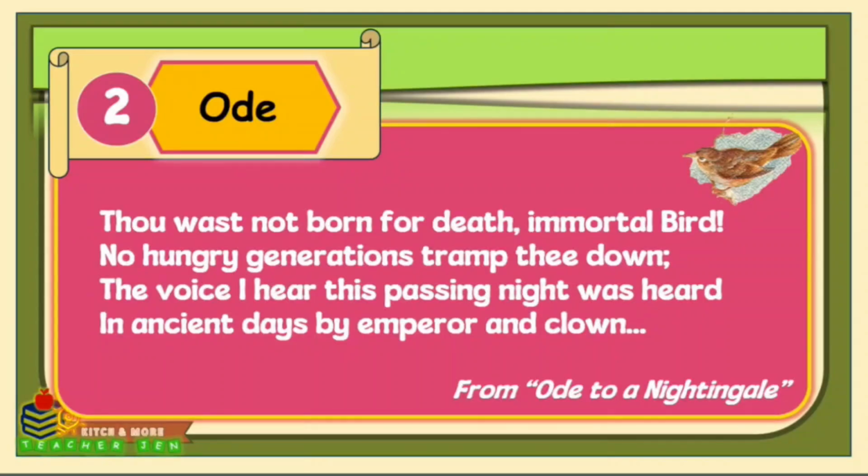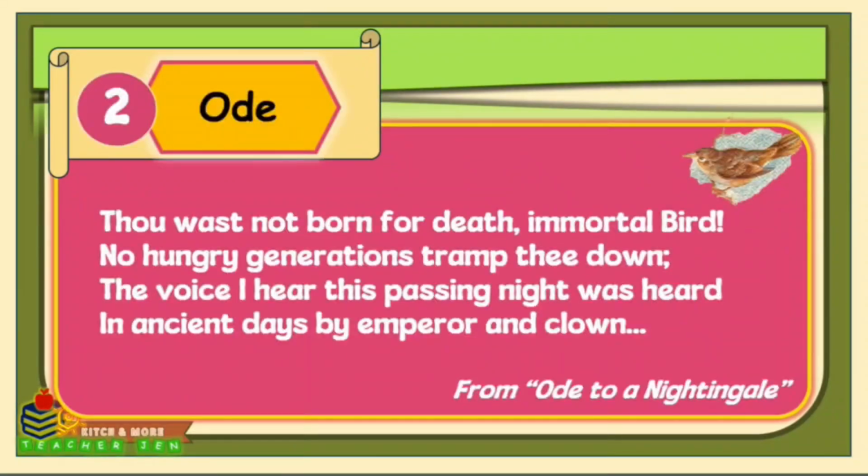So what makes this poem an ode? First, it praises something or someone. In this case, Keats is praising a bird, the nightingale. But not just because it sings beautifully. He's saying its song is eternal. It connects people across time, from emperors to ordinary folks.